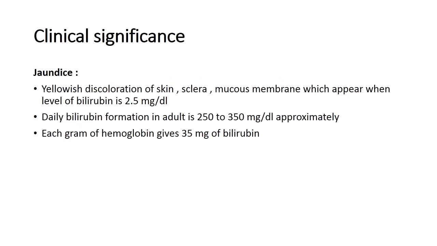Clinical significance. So, what is jaundice? Yellowish discoloration of skin, sclera, and mucous membrane, which appears when level of bilirubin is 2.5 or greater than 2.5 milligram per deciliter. Daily bilirubin formation in adult is approximately 250 to 350 milligram, while each gram of hemoglobin gives 35 milligram of bilirubin.